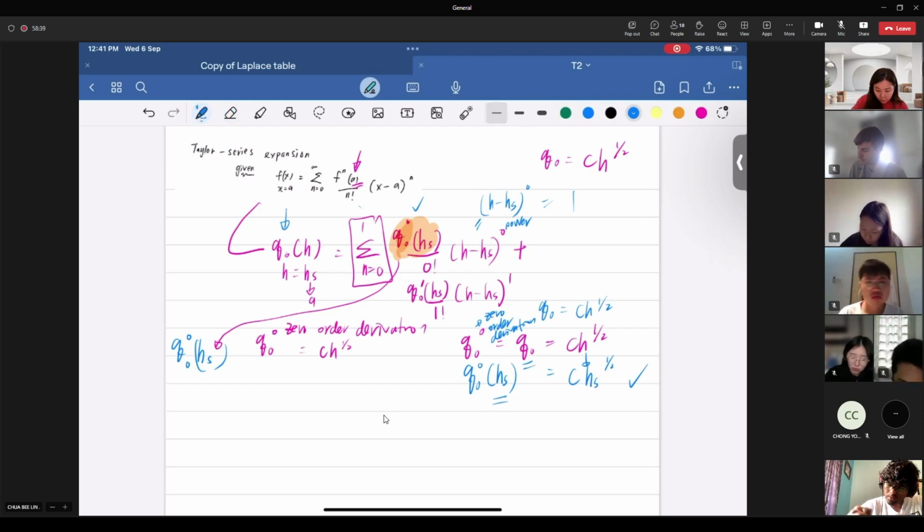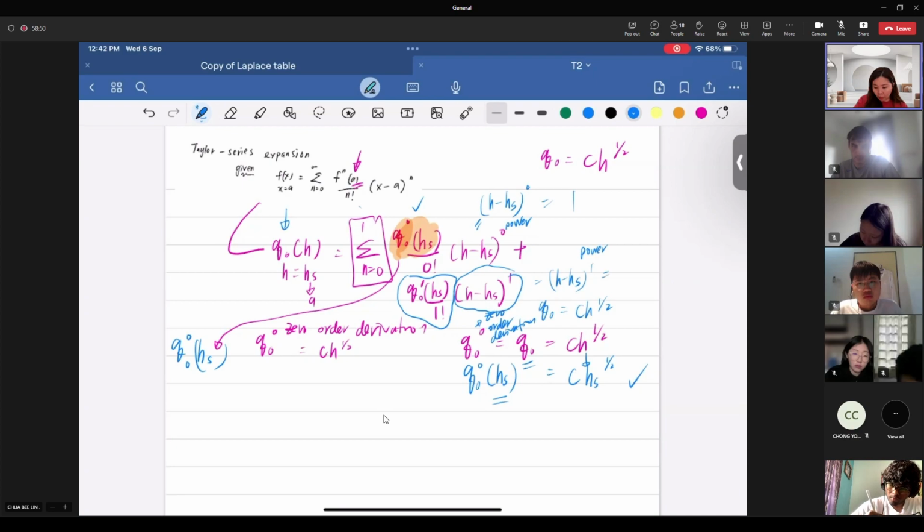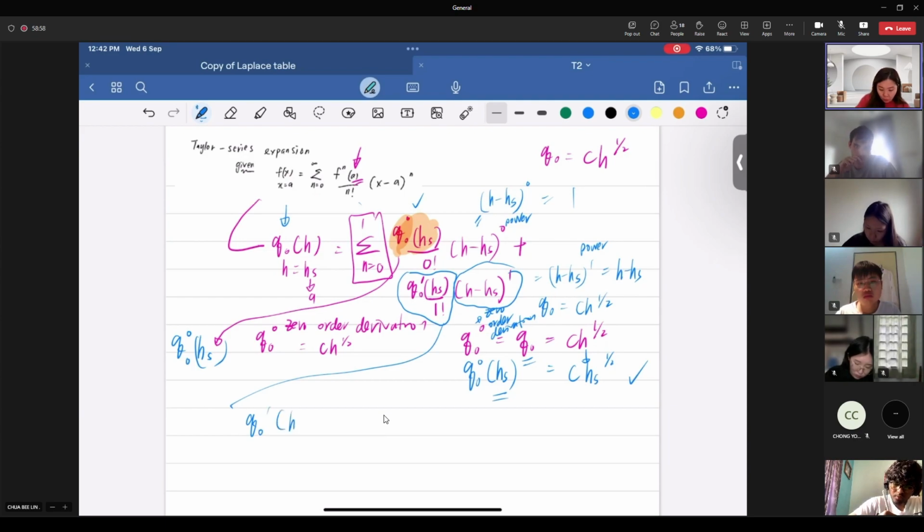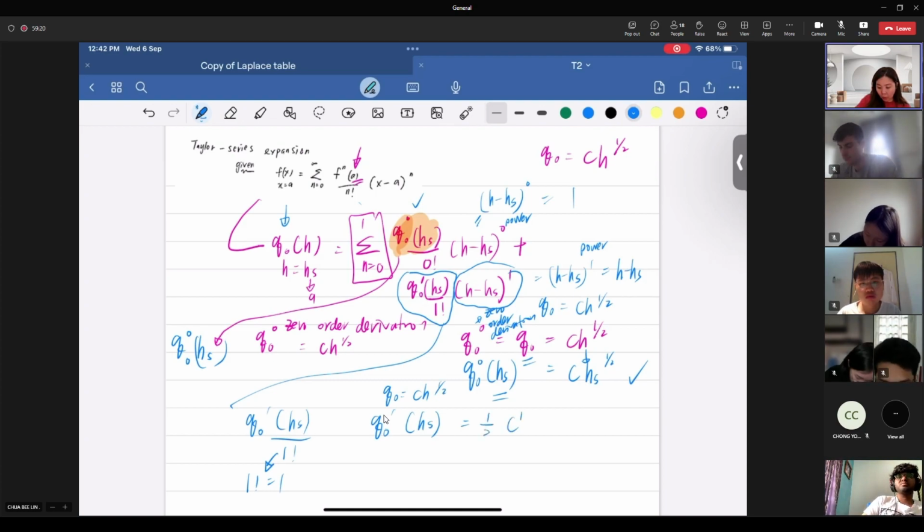Now this part. So this part is easier. It is just H minus HS power to 1, means the answer will be H minus HS. So now solve this first order derivative HS, then 1 factorial. So this answer will give you 1. So now Q naught prime HS is first order derivative. So you have your Q naught equivalent to CH to the 1 over the 2. So you'll be having first order, 1 over the 2 CH to the 1 over the 2 minus 1. Remember first order derivative? So this one is 1 over the 2 CH to the negative 1 over the 2. And remember this is a function of HS.